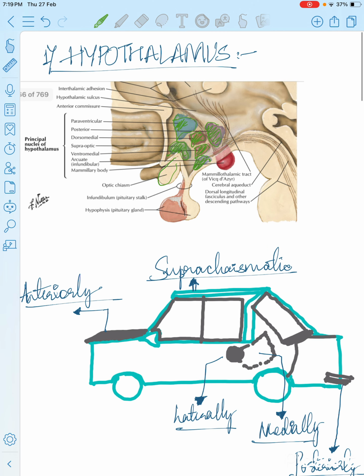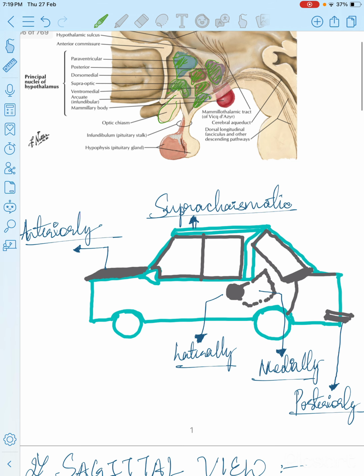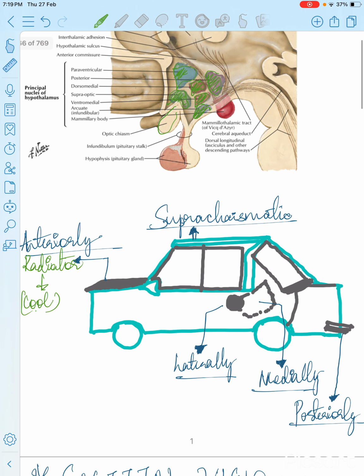The endocrine role of the hypothalamic nuclei can be remembered by this car diagram, where you can see that we have anteriorly the radiator, whose function is to cool the car. Similarly, the anterior nucleus of hypothalamus regulates the cooling of the body. The suprachiasmatic nucleus is present near the sunroof of the car, and hence it plays a role in circadian rhythm.